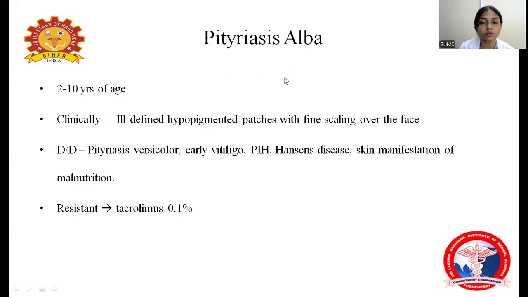The differential diagnoses include pityriasis versicolor, early vitiligo, post-inflammatory hyperpigmentation, Hansen's disease, or any malnutritional skin manifestation. It is usually resistant to treatment. It is found that 0.1% tacrolimus has been effective in the resolution of pityriasis alba along with moisturizers.